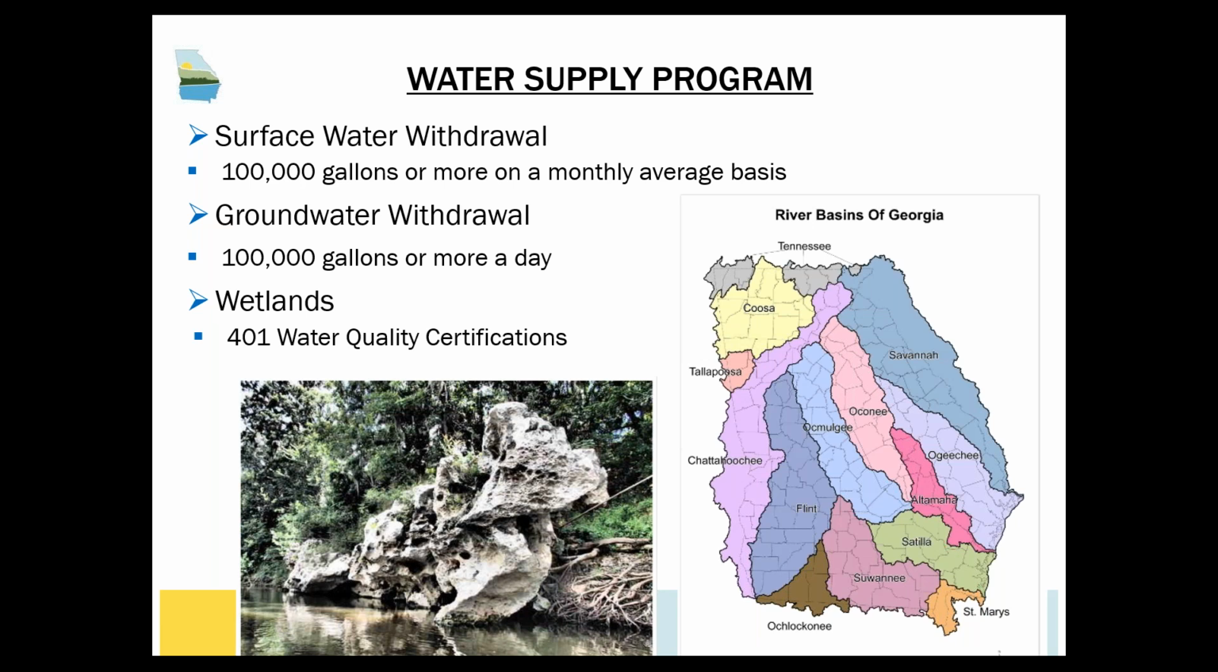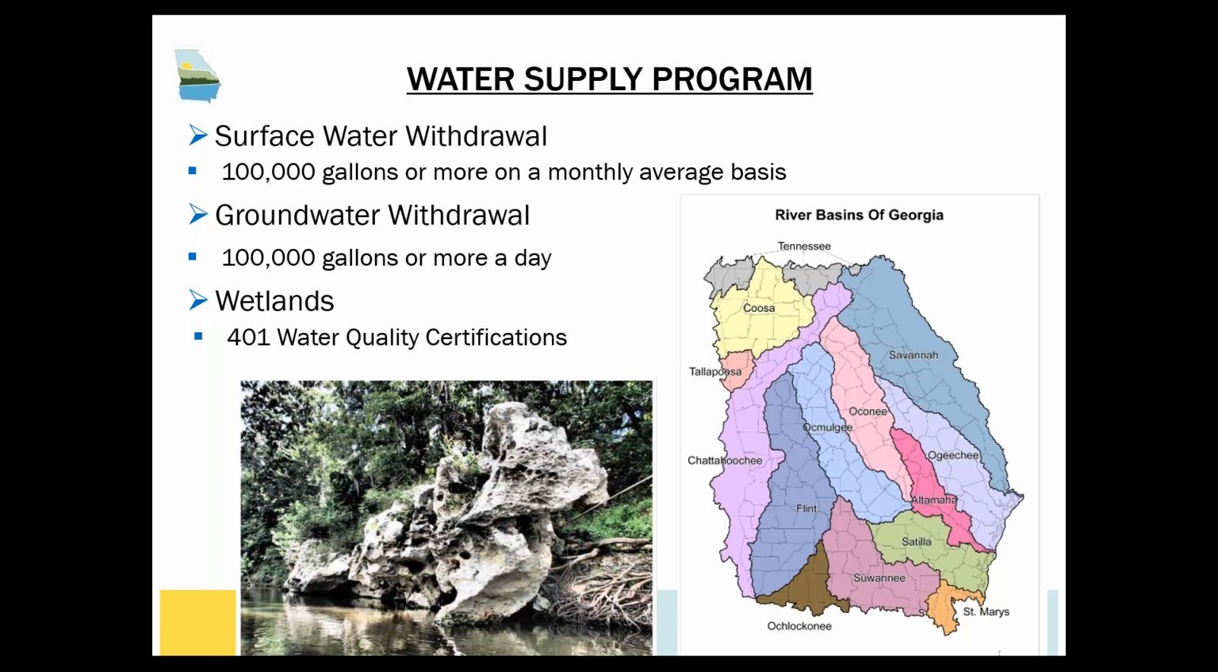You would think groundwater is the same, but it's not. Groundwater's requirement is if you withdraw 100,000 gallons or more in a day, you are required to have a permit. So that means that all the other days of the year, you don't withdraw 100,000 gallons, but one day you do, you're required to have a groundwater withdrawal permit.